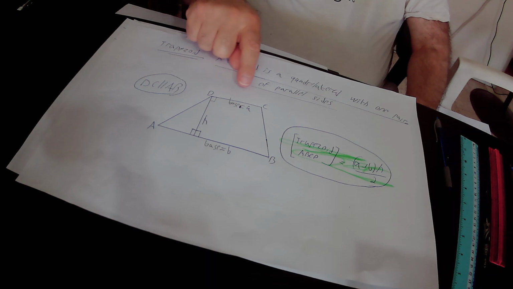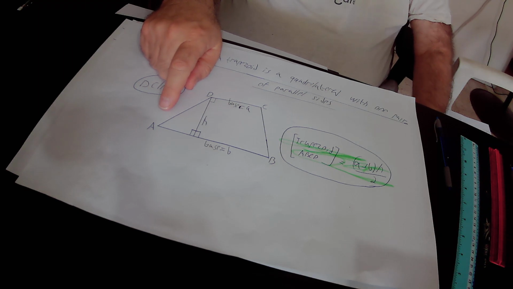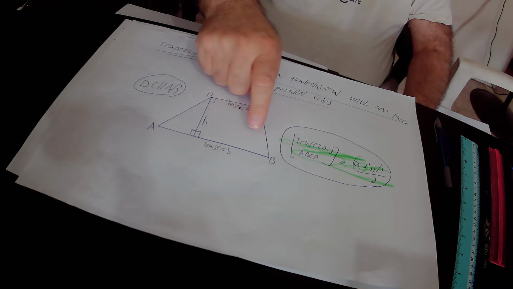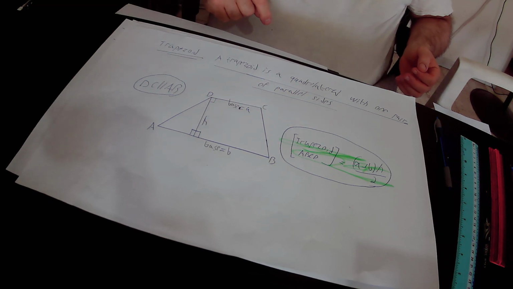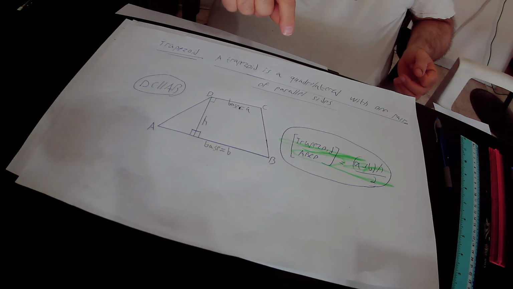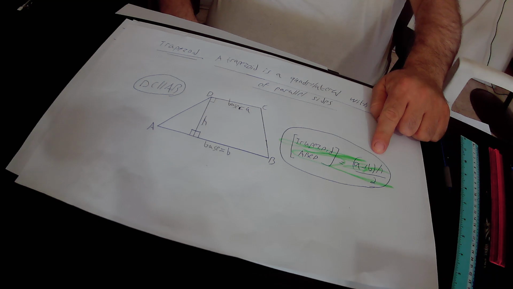The length of base DC is A, and the length of base AB equals B. And the area of this trapezoid ABCD equals the sum of its two bases, A plus B, times the height, h, over 2. Again, the area of trapezoid ABCD equals A plus B times h over 2.